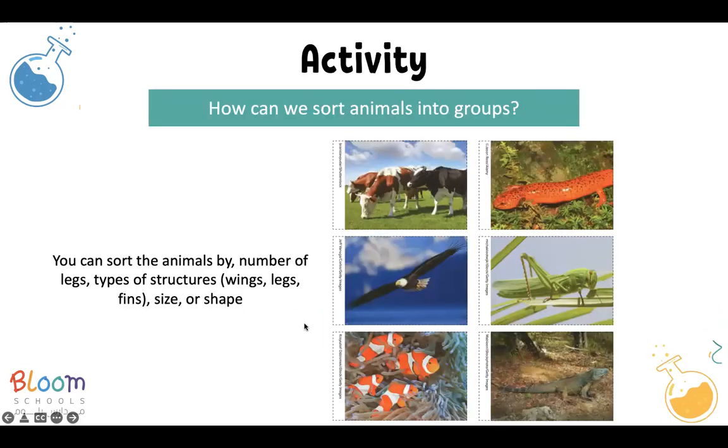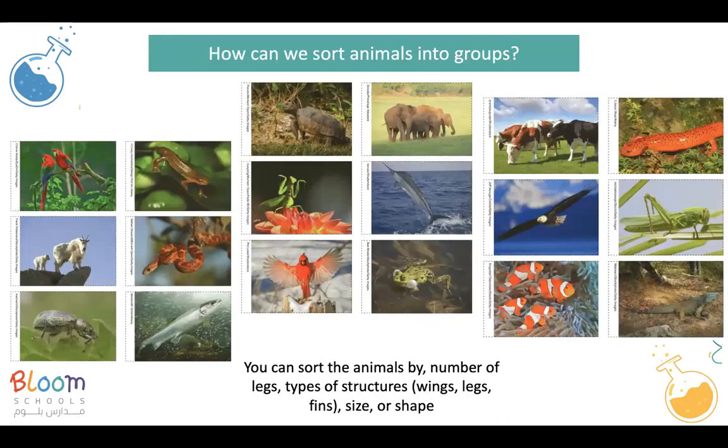Next, we did an activity. I showed the kids cards with different animals, and we sorted the animals based on their type. So these are all the animals we have. We can sort the animals based on their type or their structure or their shape or size.